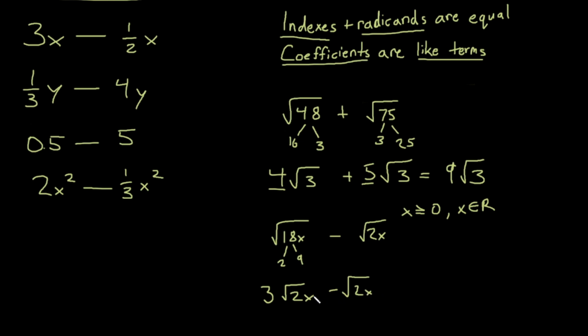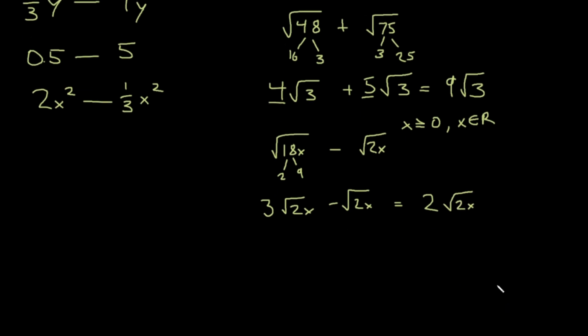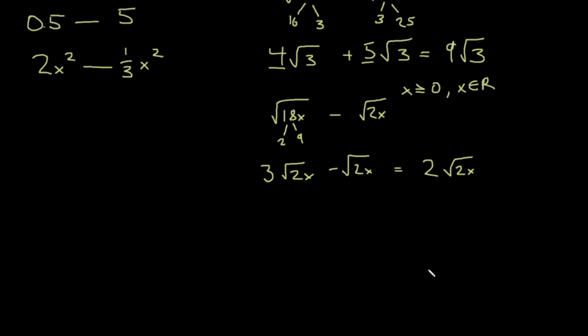Now, both their indexes are equal of 2. Both their radicands are equal of 2x. And both their coefficients are like terms, with this one being 1 and this one being 3. So 3 minus 1, this will just give us 2 root 2x. Awesome.